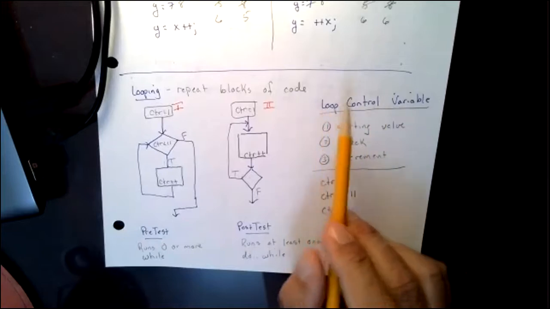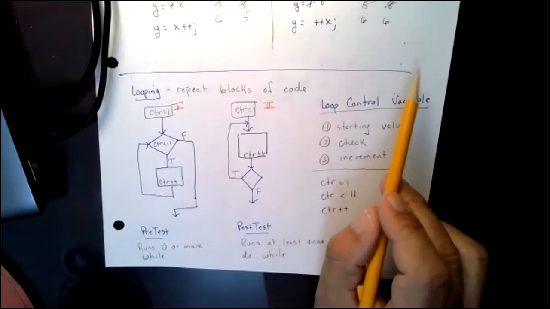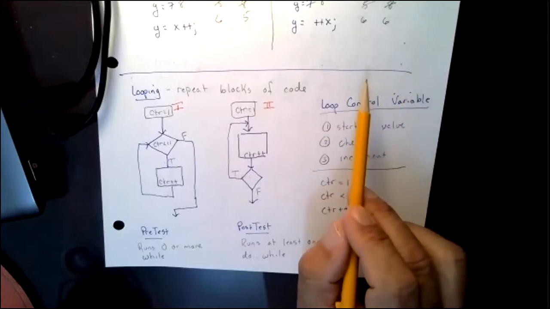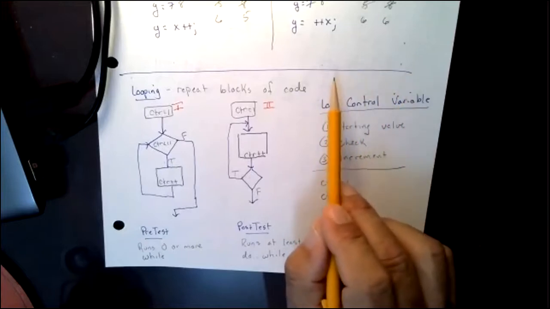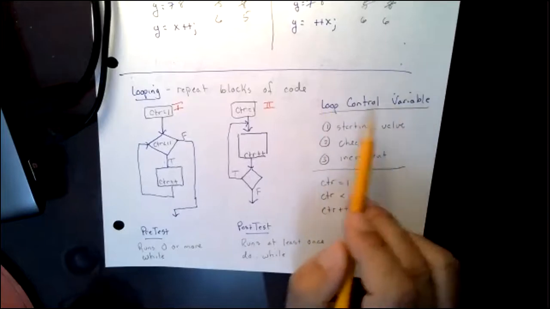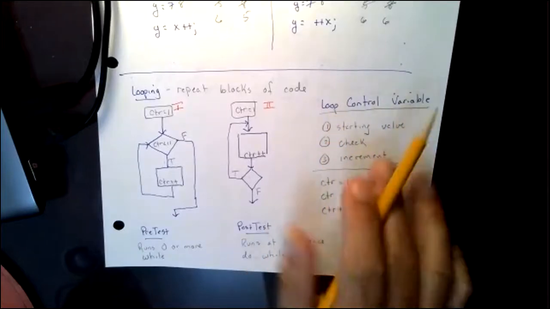That's like the greatest common factor. It's the factors that are common, and we want the greatest one. Sort of like we go backwards. It's the variable that controls the loop.